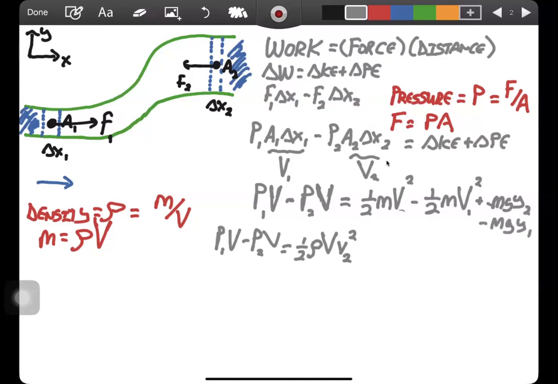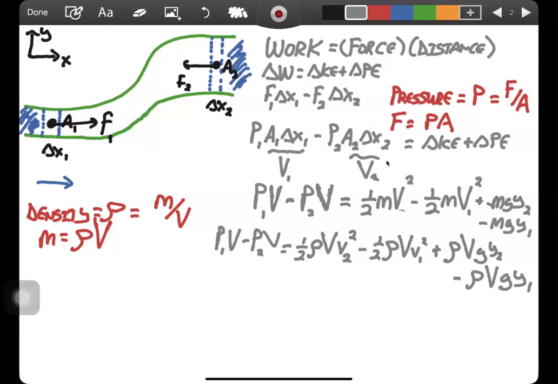Okay. So going back, minus 1/2 rho volume V1 squared plus, and again, I'm going to substitute for mass. So density, volume, G, Y2 minus density, volume, G, Y1. And again, this all starts with the notion that the change in work is the change in kinetic energy plus the change of potential energy.